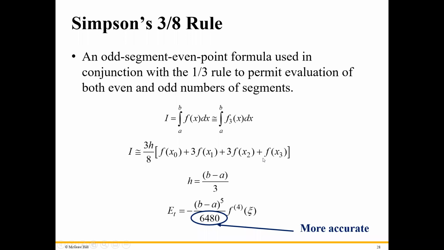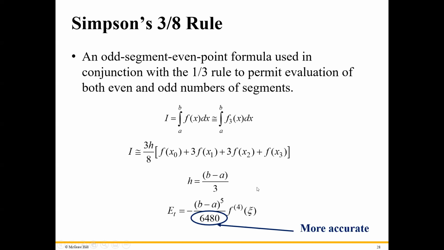Inside of the brackets, you can see that the first and the last terms have coefficients of 1, but every middle term has a coefficient of 3. Which makes it rather simpler than the Simpson's 1 by 3 rule, because in the Simpson's 1 by 3 rule, we have to remember that the coefficients alternate between 4 and 2: 1, 4 and 2, 4 and 2. But here we are only using the coefficient 3 over here. So h is equal to b minus a by 3, which is the same as it was in the Simpson's 1 by 3 rule.